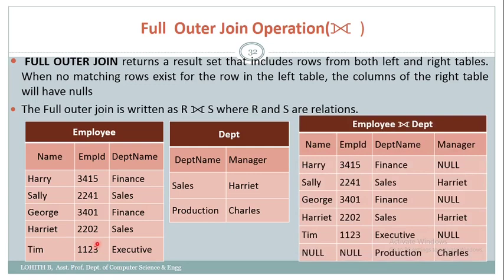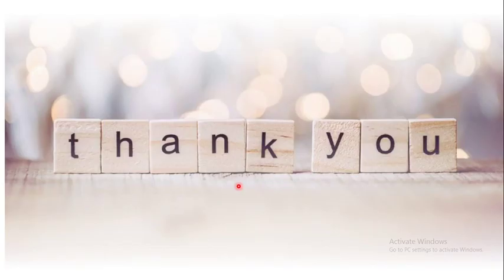Yes, look at this. In this full outer join operation, it is a combination of all the tuples of the left and the right table, and whenever there is no match, the corresponding values will be null. You can see here the finance, there is no match for the finance, the corresponding manager is null. At the same time, there is no match for the production here, the corresponding name and employee ID will be null. So this is about the full outer join operation. Yes, that's it about the join operations.